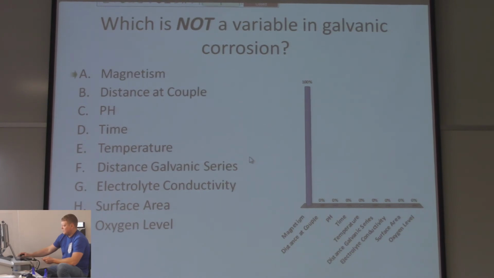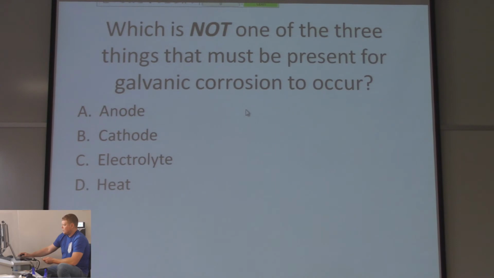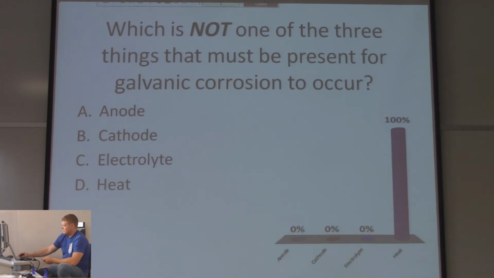I made that up. Distance at the couple, pH, time, temperature, distance on the galvanic series, electrolyte conductivity, surface area, and oxygen level are all variables of galvanic corrosion. Which is not one of the three things that must be present for galvanic corrosion to occur: the anode, the cathode, the electrolyte, or the heat? Heat, I made that up. I guess temperature is a variable, but it's made up anyways. The three things that must be present are the anode, the cathode, and the electrolyte.